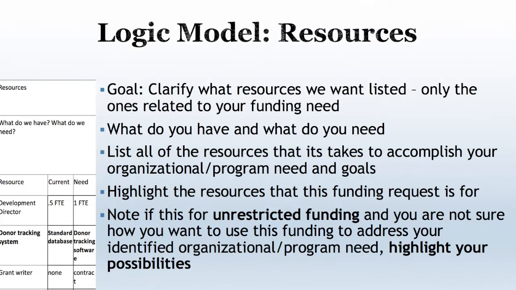We would like you to highlight the need for which this funding request is directly addressing. So in this example, the donor tracking system is what you would like us to pay for, so that's highlighted. If this is an unrestricted funding request, we ask that you highlight a couple of potential possibilities of resource needs that you would like this grant to pay for.